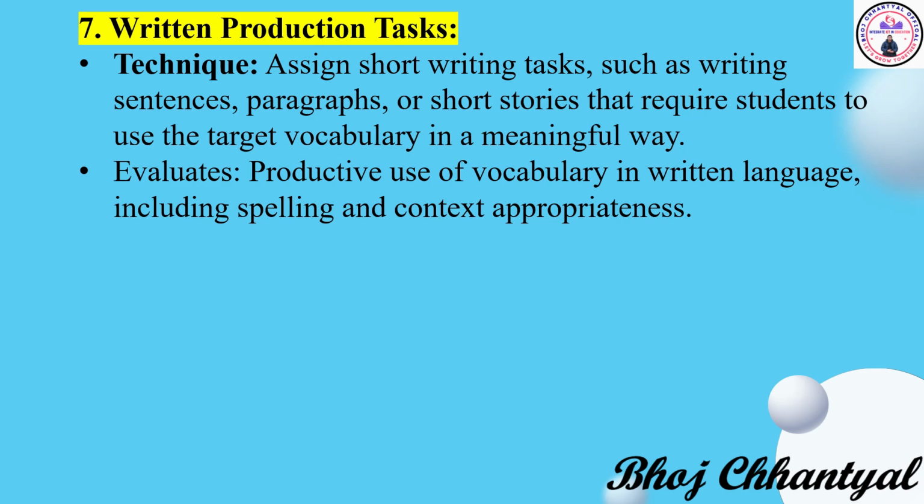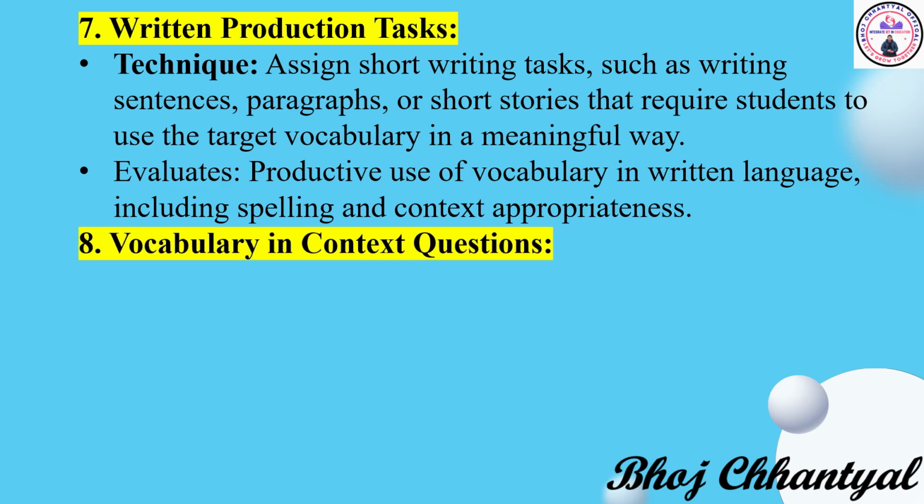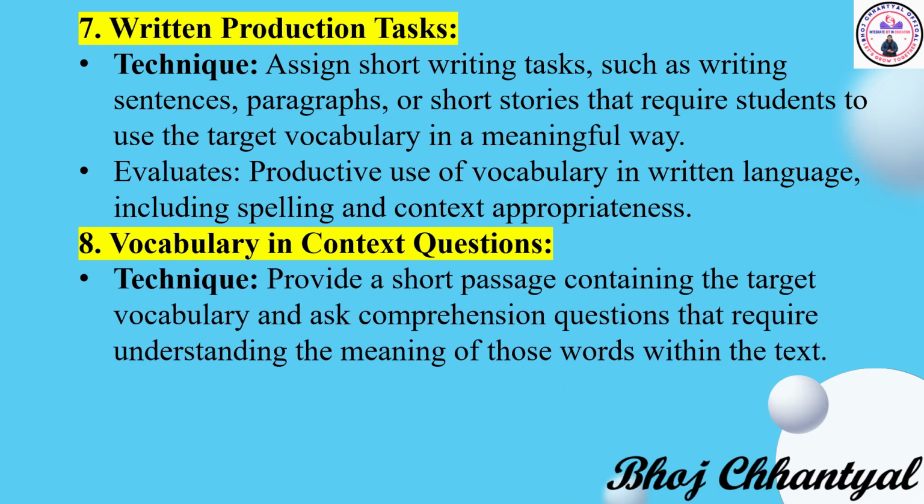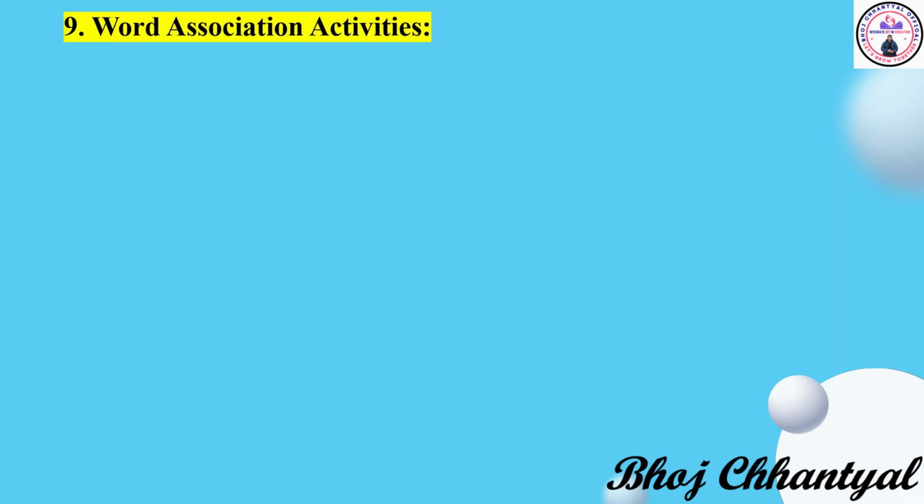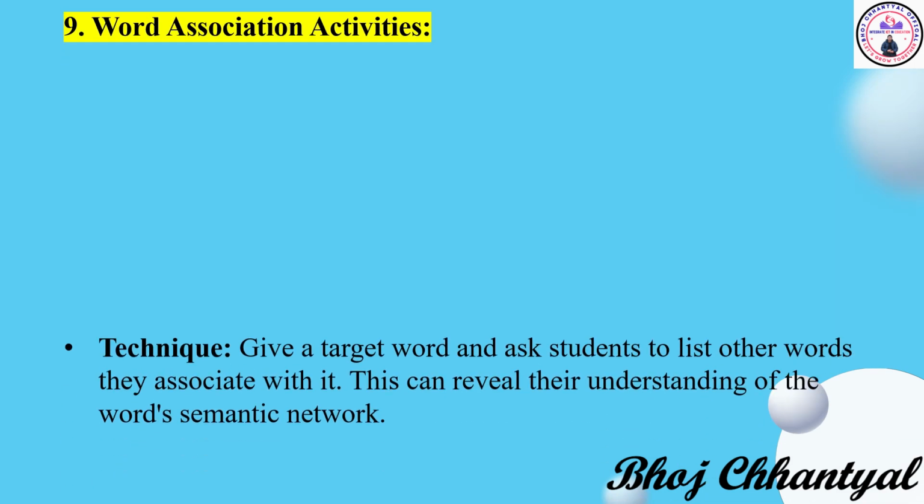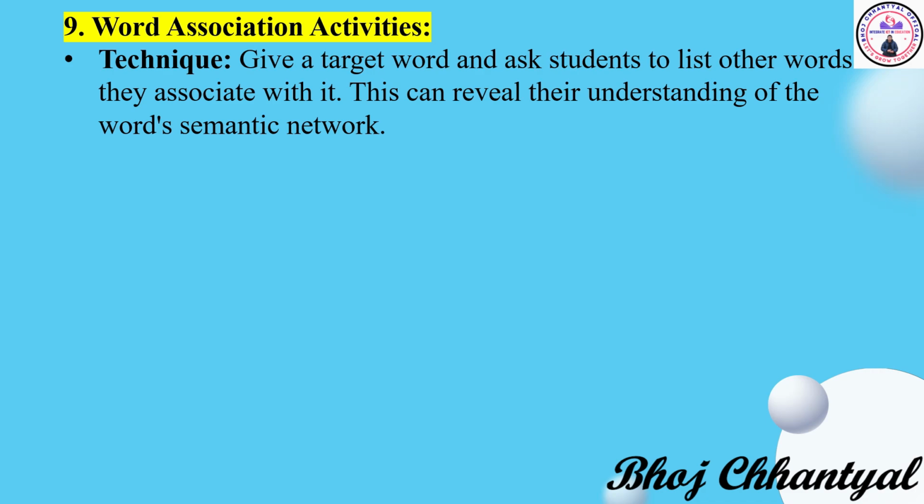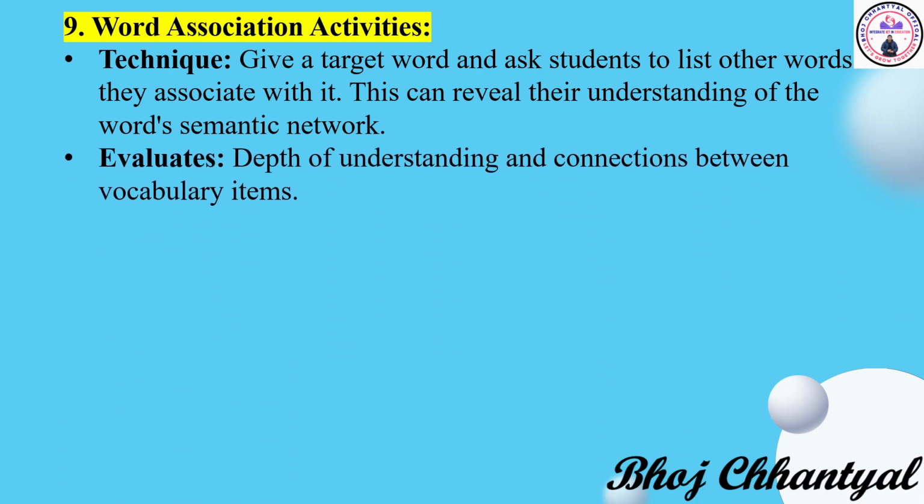8. Vocabulary and context questions. Technique: provide a short passage containing the target vocabulary and ask comprehension questions that require understanding the meaning of those words within the text. Evaluates understanding of vocabulary in connected discourse. 9. Word association activities. Technique: give a target word and ask students to list other words they associate with it. This can reveal their understanding of the word's semantic network. Evaluates depth of understanding and connections between vocabulary items.